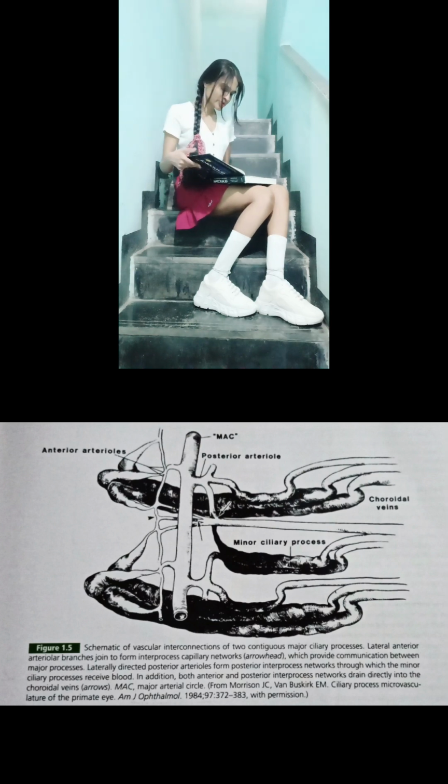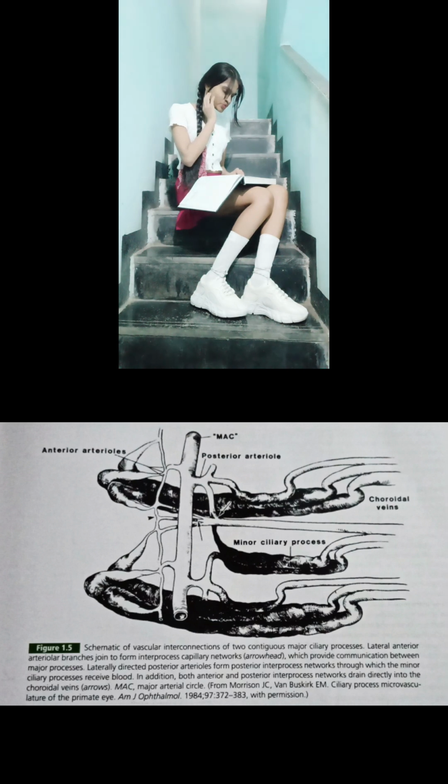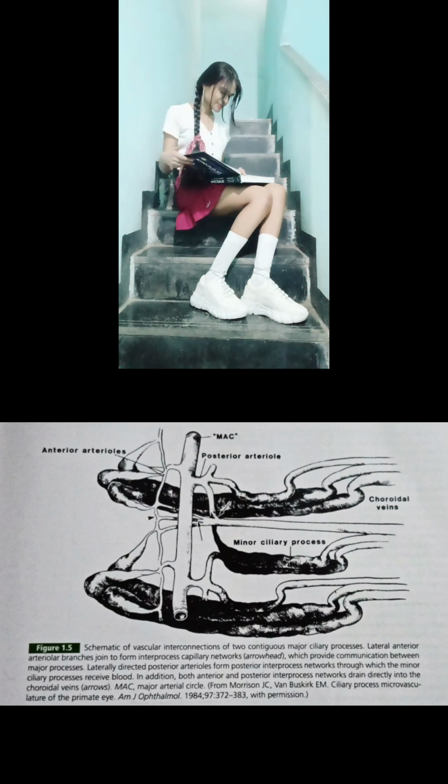Now figure 1.5, schematic of vascular interconnections of two contiguous major ciliary processes. Lateral anterior arterial branches join to form interprocess capillary networks, arrowhead, which provide communication between major processes. Laterally directed posterior arterioles form posterior interprocess networks through which the minor ciliary processes receive blood. In addition, both anterior and posterior interprocess networks drain directly into the choroidal veins.